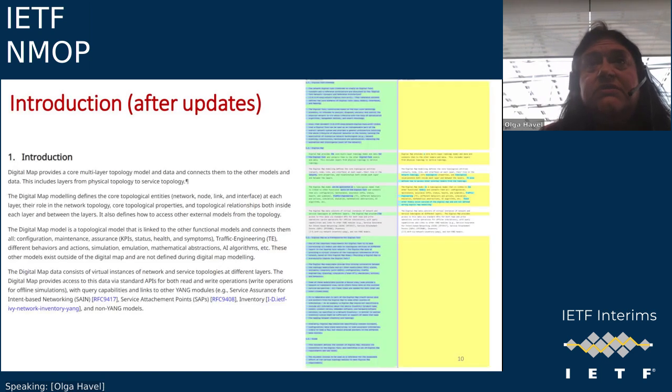For the introduction as well, there was a big introduction before, which had a discussion about digital twin, positioning with digital twin. So we just reduced it to contain the digital map concepts. So this is addressing the digital twin, tightly coupling, and NMOP versus IETF comments. So if there are any comments, please let me know.